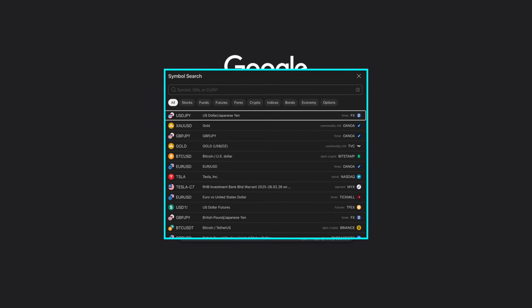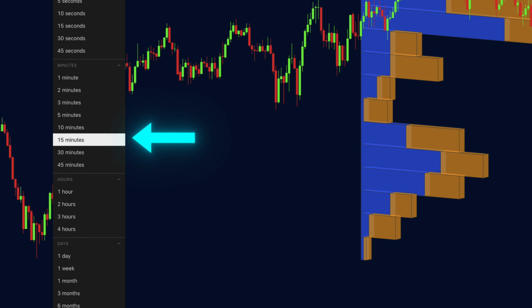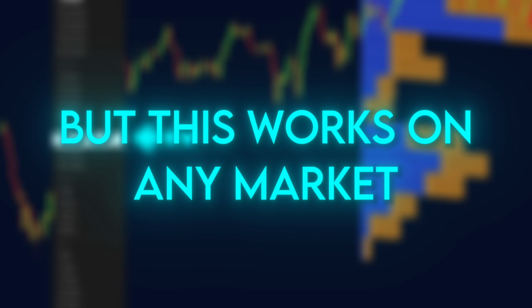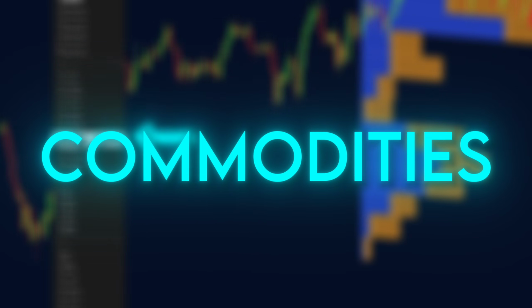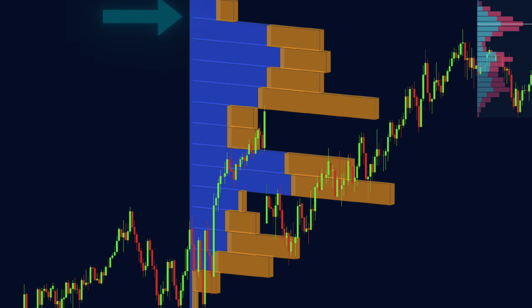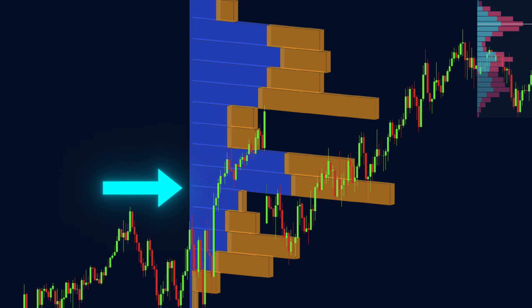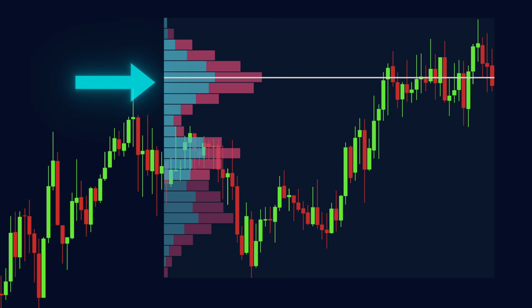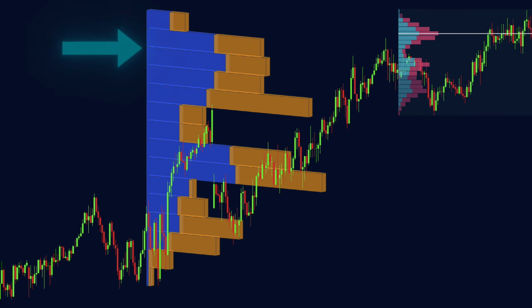Open TradingView and load any chart you want. I'm using the 15-minute time frame here, but this works on any market, forex, crypto, stocks, or commodities. Once the tool is applied, you'll immediately notice a volume structure built directly on the chart. But instead of a flat histogram on the side, this one has a layered, almost depth-like appearance. It extends outward from the price levels, creating a 3D-style visualization of volume distribution.